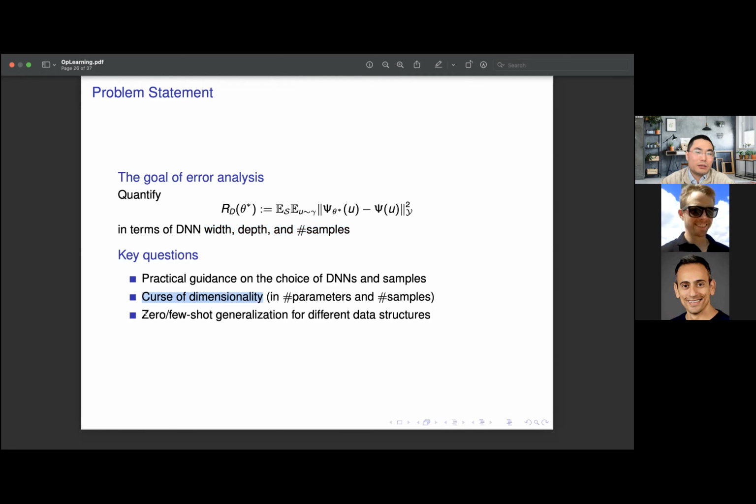We also wonder whether the theory can help us to better understand whether or not we can achieve few-shot or zero-shot generalization for different kinds of data structure. In other words, whether a network trained with a fixed discretization structure can generalize well to other discretization structures.